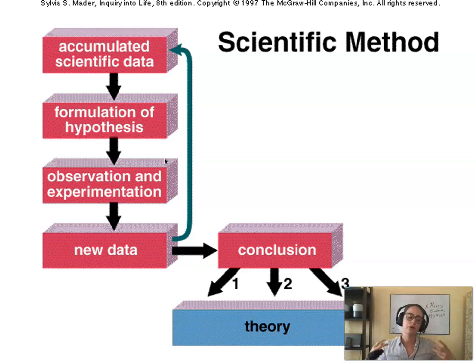If something gets supported over and over and over again, then we can call it a theory. If it's never been contradicted, then you have a theory. And that's what evolution is. Biology, the field of biology, does not have laws. Physics gets the laws. General biology gets theories.